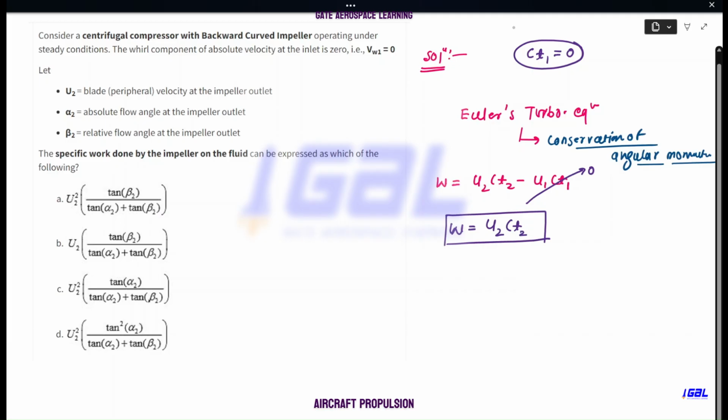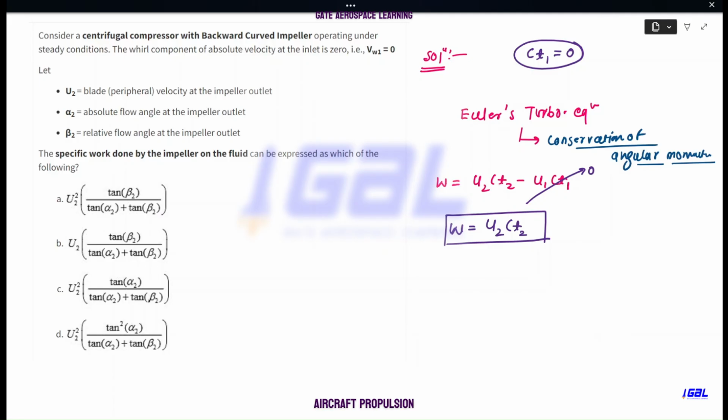So what you can do in this is, we need to start from the velocity triangle. The reason for starting from the velocity triangle at the impeller outlet is that you have an expression in terms of alpha 2 and beta 2. That is the reason we need to go to the exit of the impeller, that is station number 2, alpha 2 and beta 2, right? Let's start with the velocity triangle.